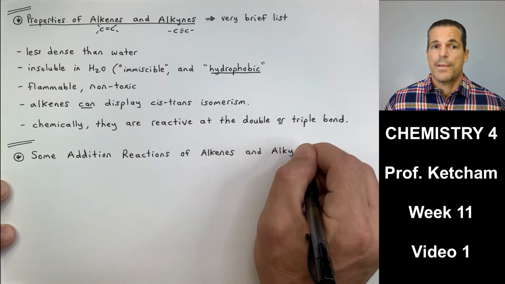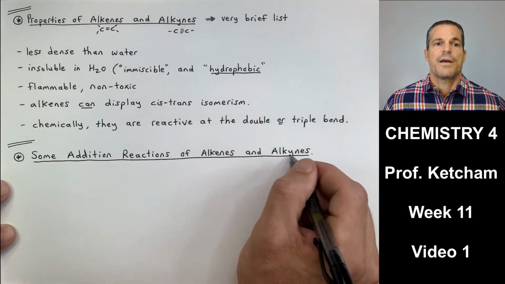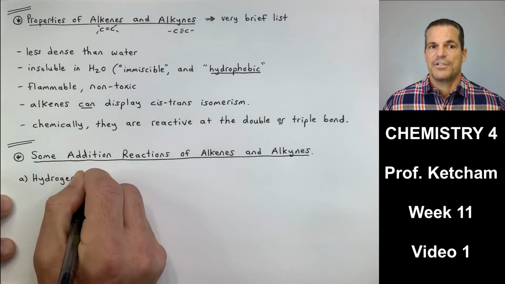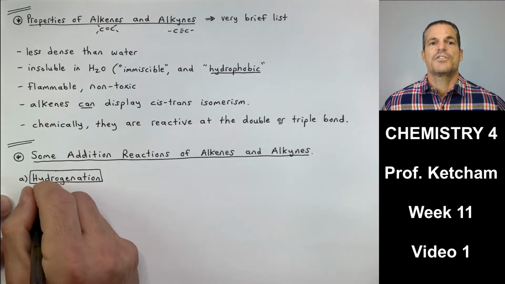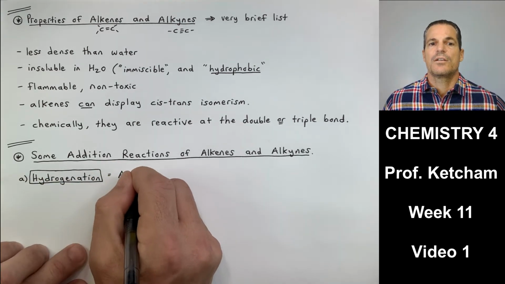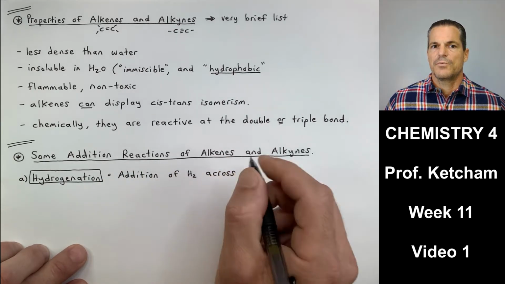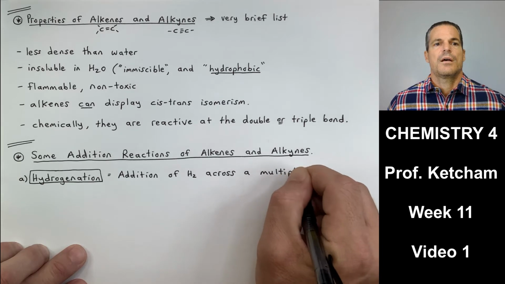Speaking of reactions, I want to talk about three: hydration, hydrogenation, and halogenation. These are some addition reactions of alkenes and alkynes. We will focus almost exclusively in this class on addition reactions of alkenes.